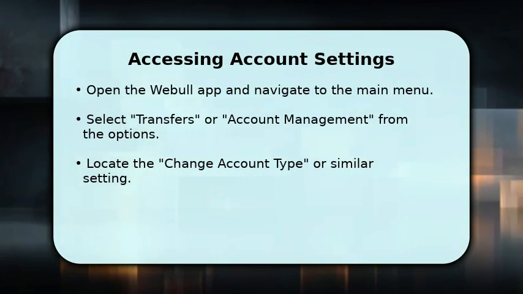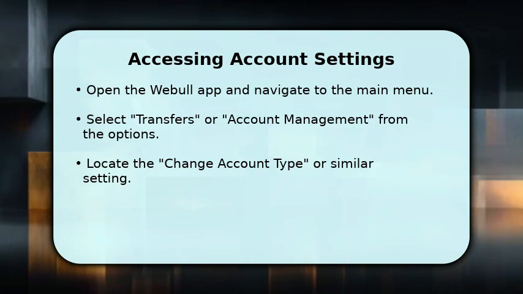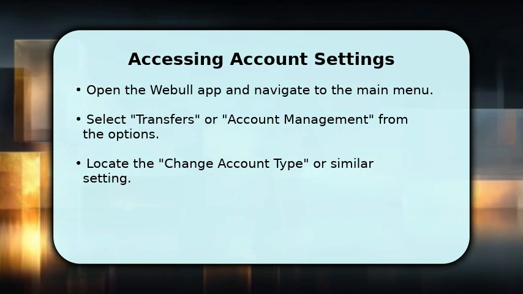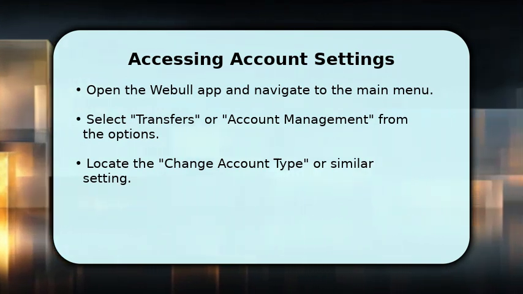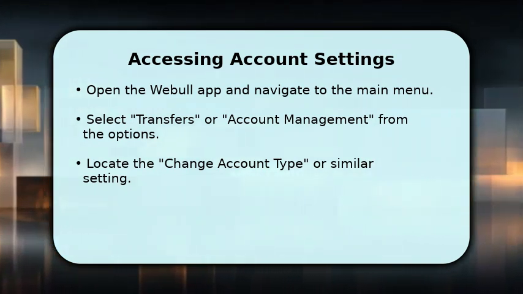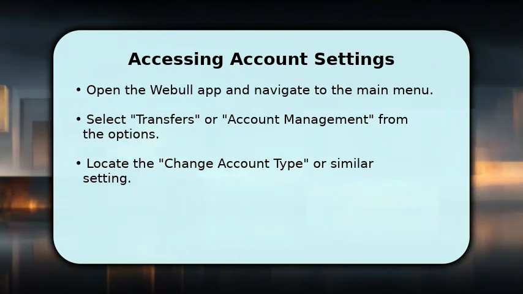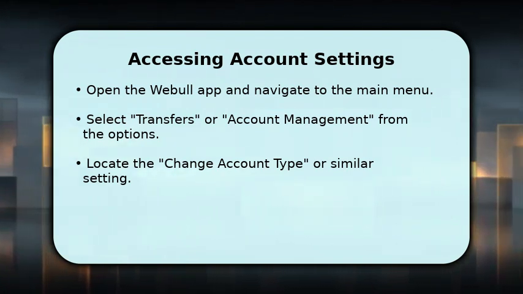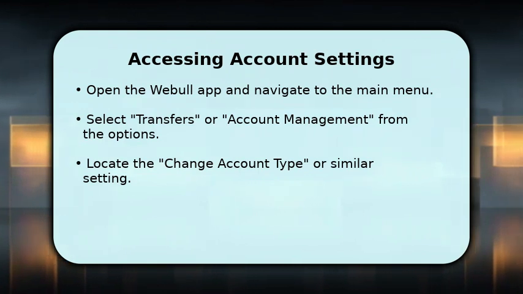Once your account is ready, open the Webull app and head to the main menu. You'll typically find this by tapping the three lines or your profile icon. From there, look for Transfers or Account Management. Within this section, you should see an option to change account type. Tap on this to proceed with your request.